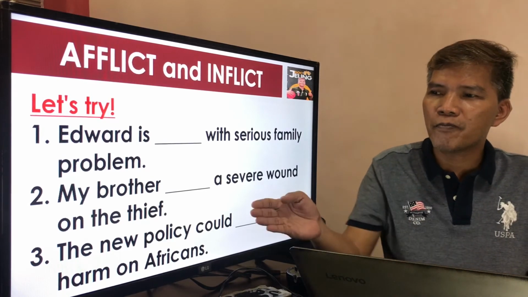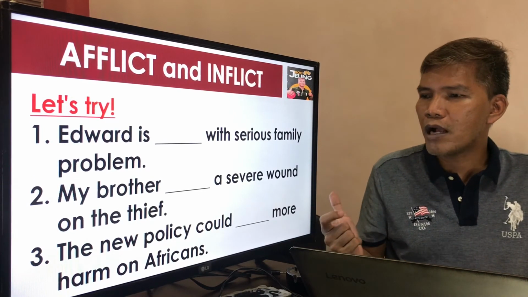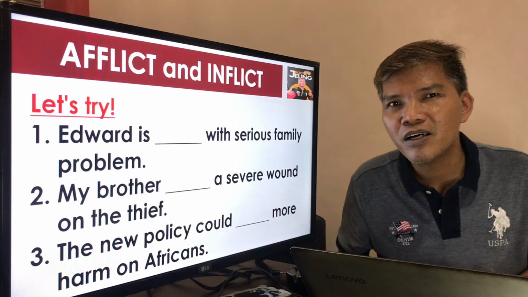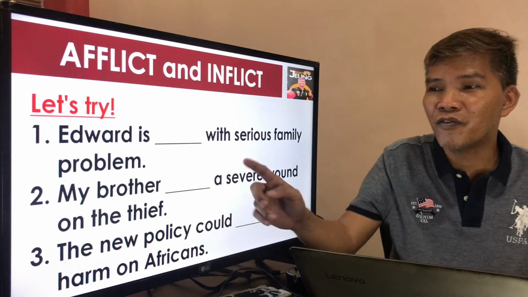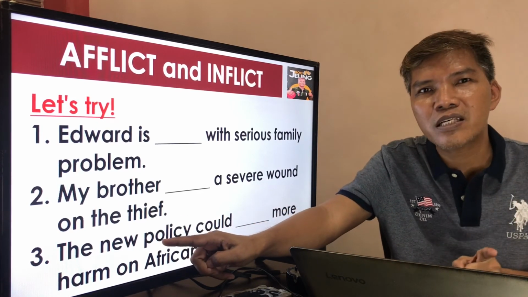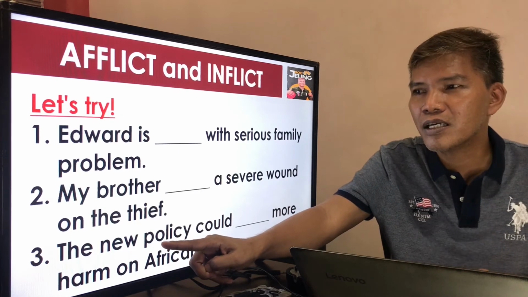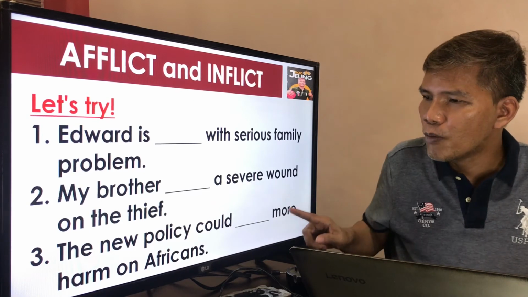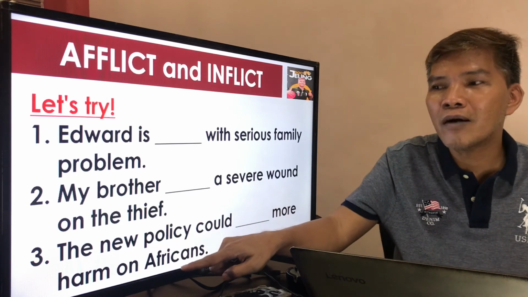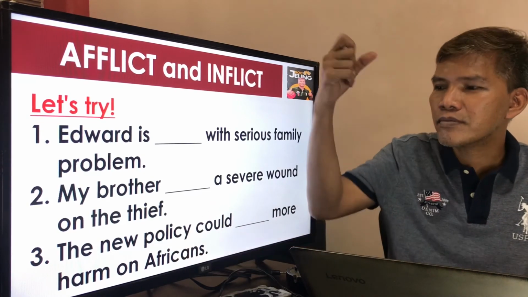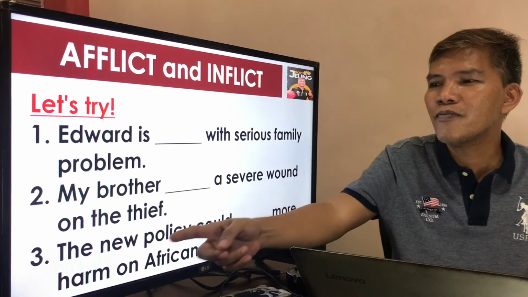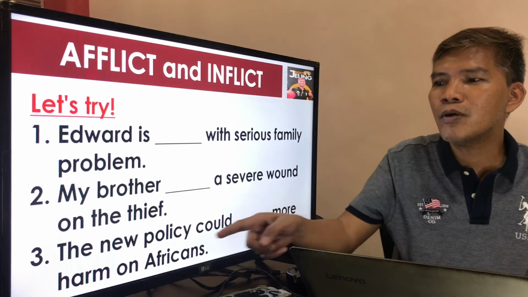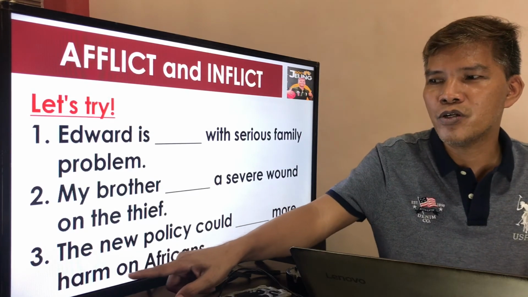Number three. The new policy could blank more harm on Africans. Who is suffering more harm? Africans. But the focus is, which causes the suffering? The new policy. The new policy causes the suffering, more harm on Africans. That's why we use inflict. So the new policy could inflict more harm on Africans. There is a preposition on.